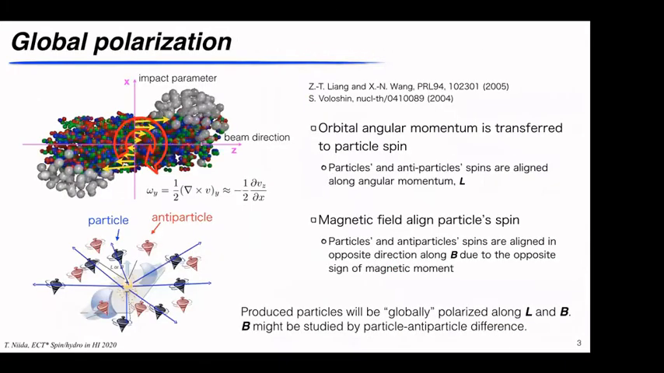Those magnetic field and the angular momentum point perpendicular to the reaction plane, so both contribute to the global polarization. In the case of the angular momentum, due to spin-orbit coupling, the particle and antiparticle spins are aligned in the same direction. While in the case of the magnetic coupling, the particle and antiparticle spins are oppositely aligned due to the opposite sign of the magnetic moment. But again, both contribute to the global polarization.